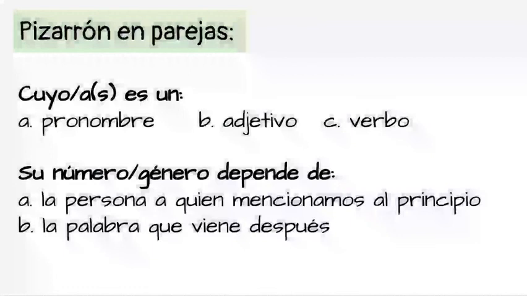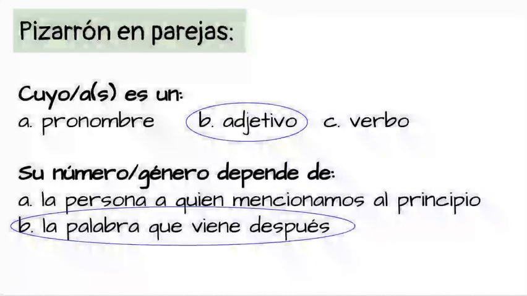Quick review. Cuyo es un pronombre, adjetivo o verbo y su número y género depende de la persona a quien mencionamos al principio, el antecedente, o depende de la palabra que viene después de cuyo. ¿Ok? Es un adjetivo y su número y género depende de la palabra que viene después, right? It's an adjective, match up number and gender with the word that comes after it.